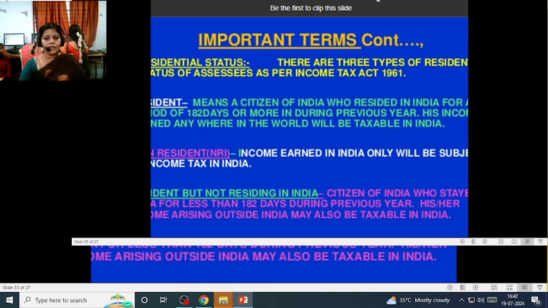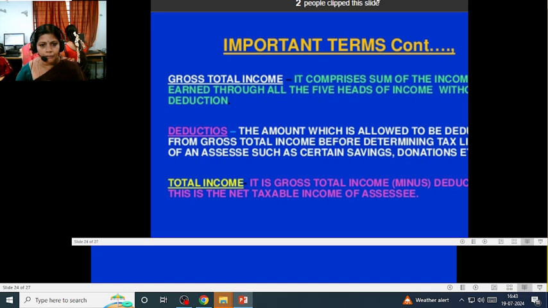So residential status: there are types of residential status. First one is resident and the second one is non-resident. Resident means a citizen or person who resides in India for a period of 182 days or more during the previous year. For a non-resident, only the income earned in India will be subject to the Income Tax Act. Resident but not residing in India: a citizen of India who stayed for not less than 182 days during the previous year, her income arising outside India may be taxable in India.